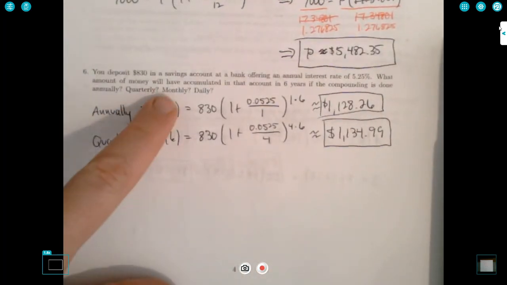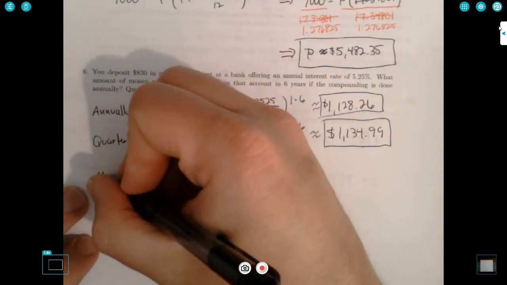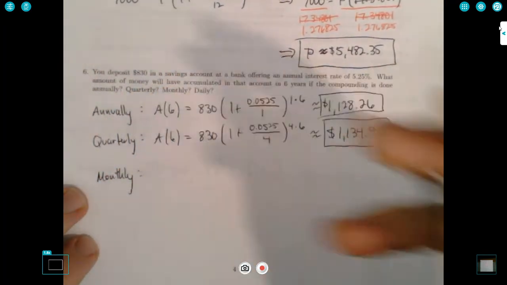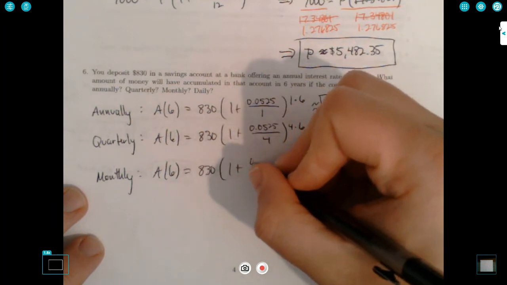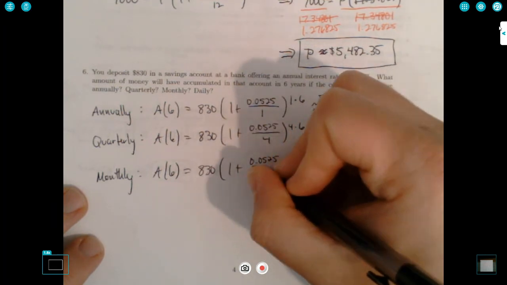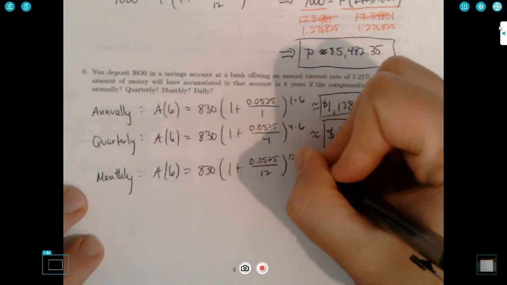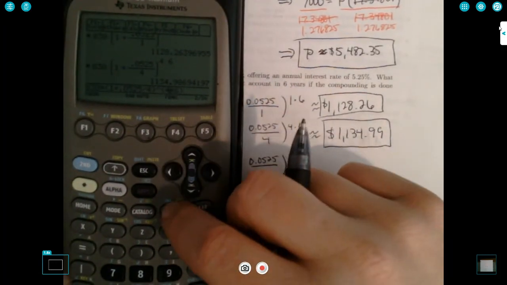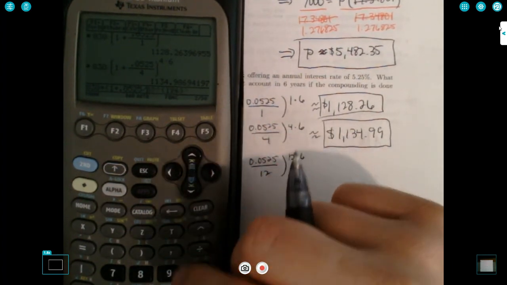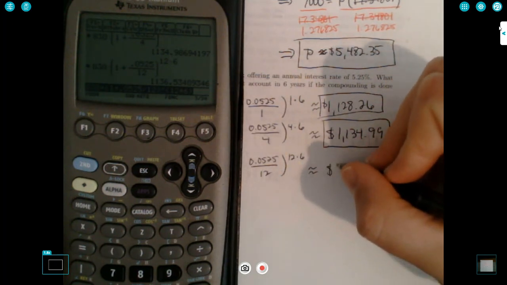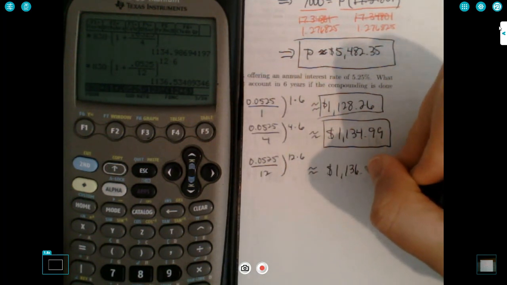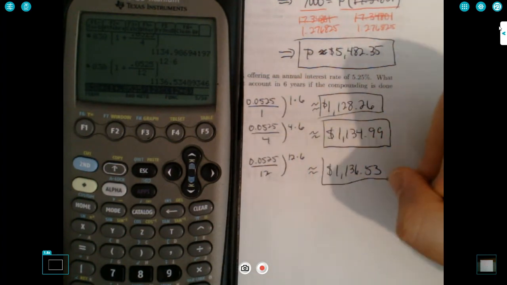Okay, what if it's compounded monthly? If it's compounded monthly, then that means it's compounded 12 times per year. So the amount in 6 years would be 830 times 1 plus 0.0525 divided by 12 to the 12 times 6. So I'm going to come back and change my 4s to 12s. And we get about $1,136.53.